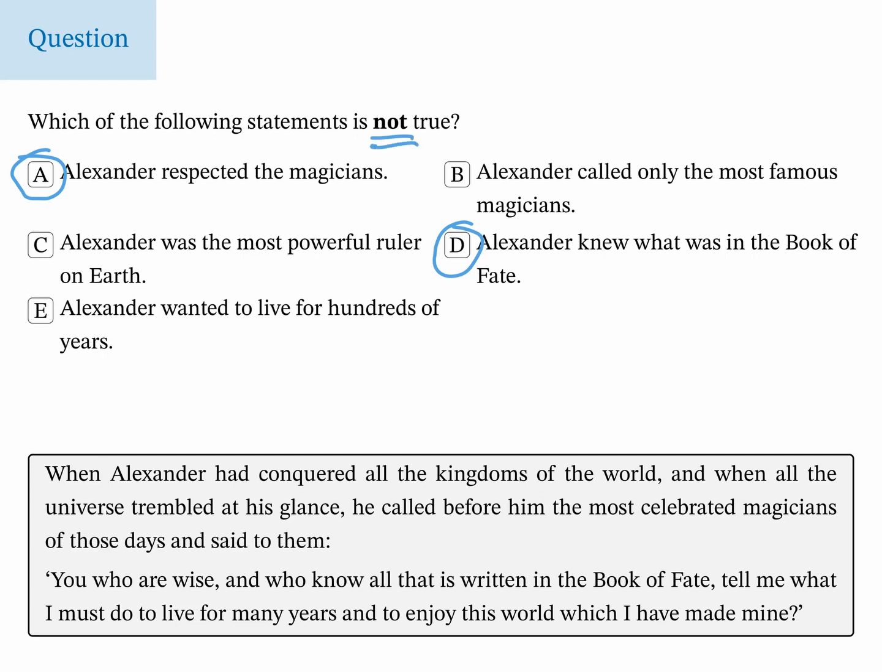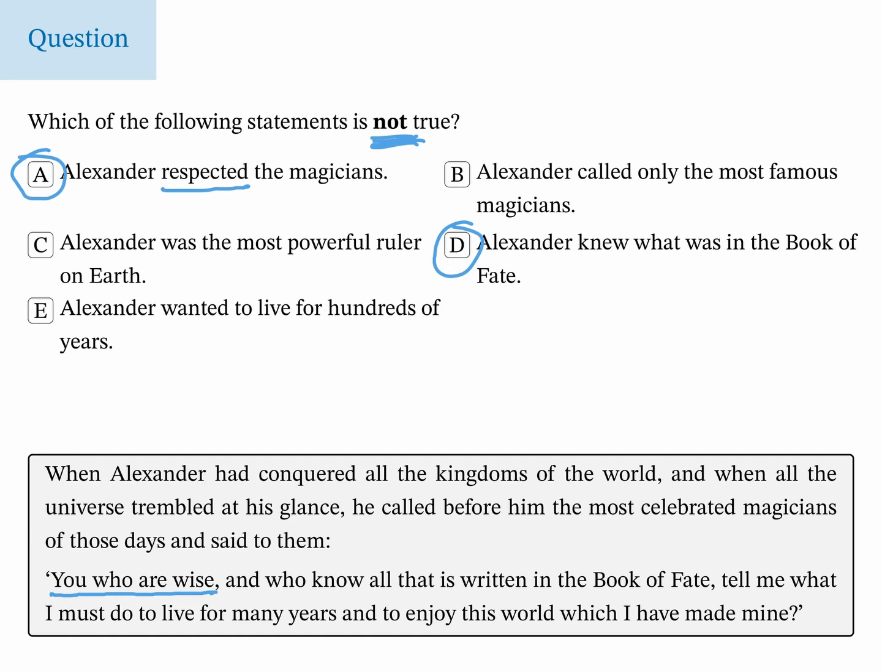Okay, this is another finding information type of question, but instead of finding the correct information, you are finding wrong information. So make sure that you read the question carefully to find negatives. Which of the following statements is not true? Okay, now in this question, we have some synonyms. So we've got Alexander respected the magicians. So this word respected. And we have this quote from him calling them wise. So we think, okay, it looks like he respects them.